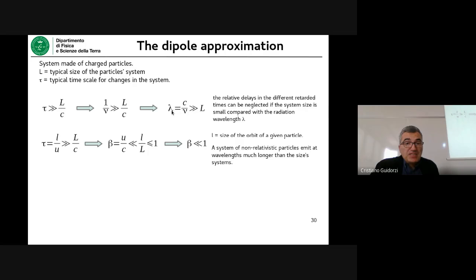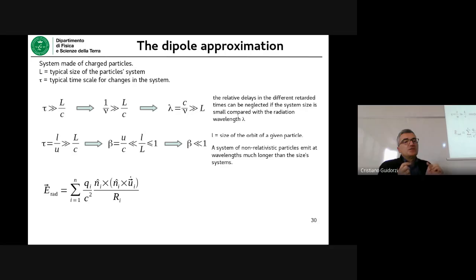But if L is negligible with respect to lambda, it means that the differences in the different paths that you have to consider when calculating the different retarded times are negligible in terms of lambda. So it means that essentially for the radiation fields, there is not much difference in the phase due to the different paths of the particles to a generic point.